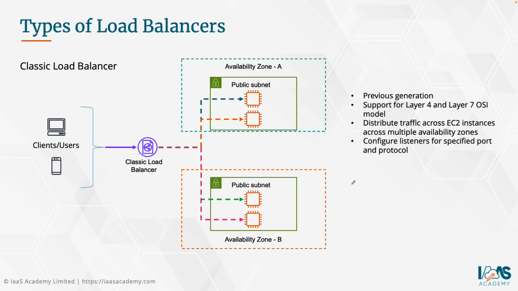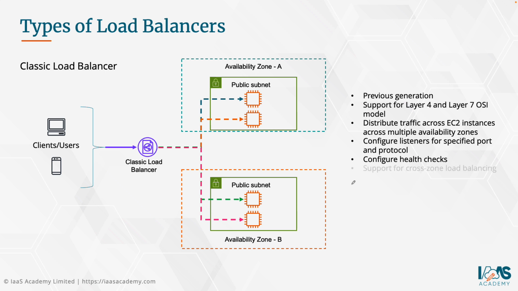And you can configure listeners for a specified port and protocol to use, which basically allows you to define what particular type of traffic the load balancer is going to listen on and how it's going to forward that traffic to the specified resources that are registered to the load balancer. The load balancer will run health checks against your instances, and then you can define exactly what those parameters are for the health checks.